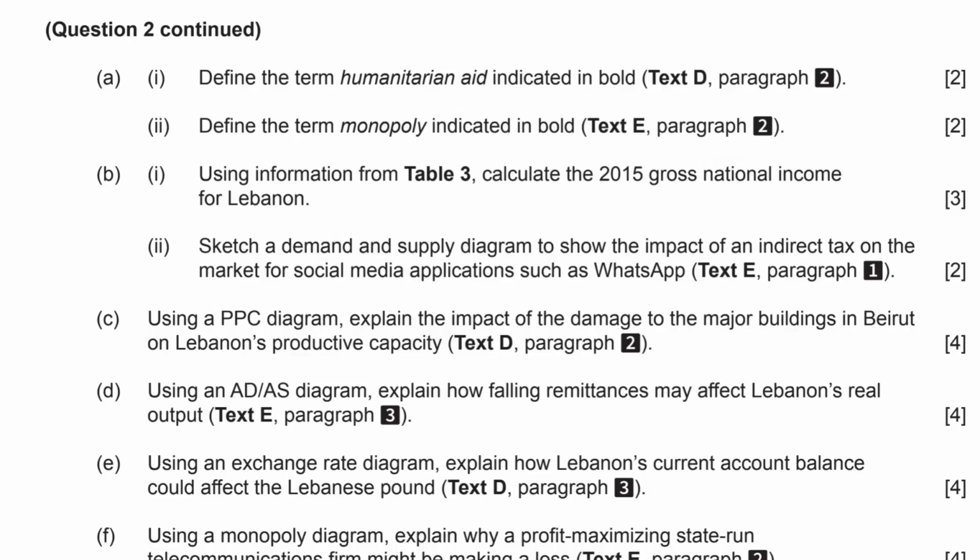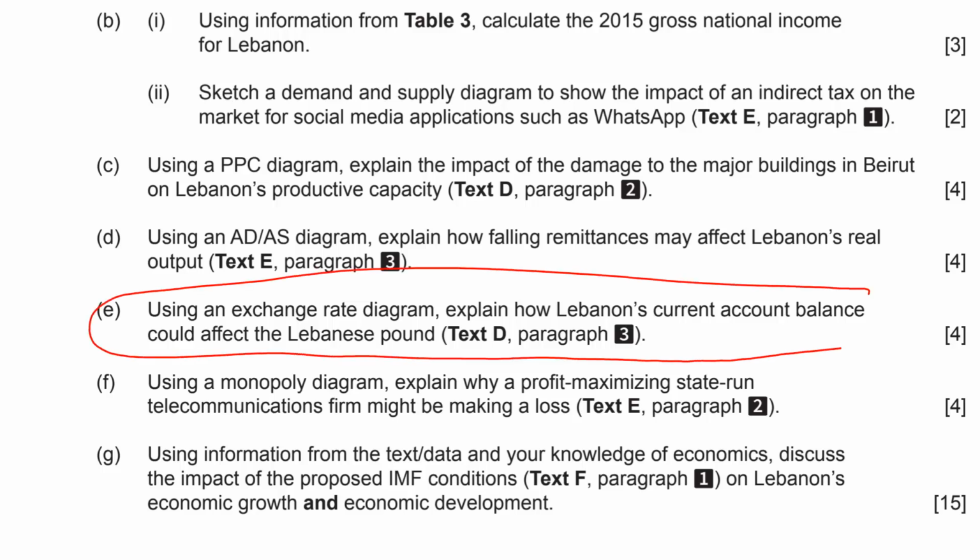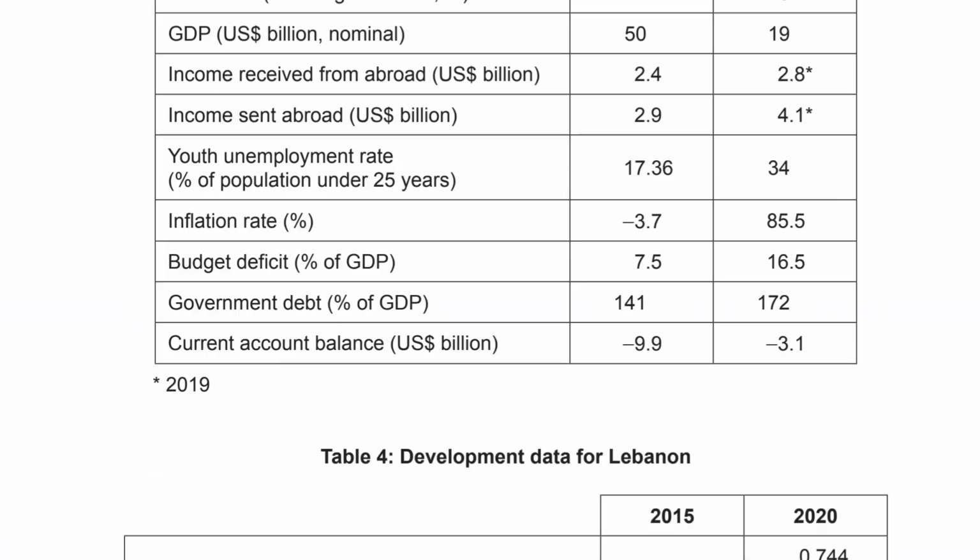Okay, so question 2, part E. Let's scroll down a little bit. Using an exchange rate diagram, explain how Lebanon's current account balance could affect the Lebanese pound. Text D, paragraph 3. So let's go have a look at text D, paragraph 3.